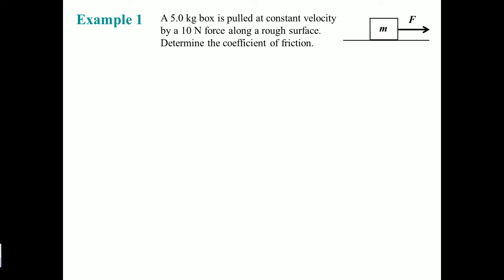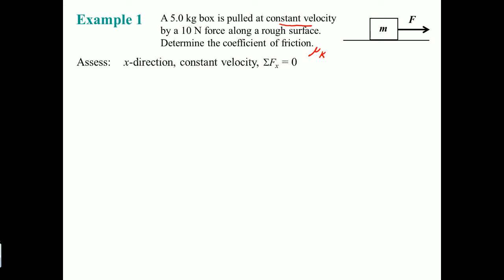So here, example 1. A 5.0 kilogram box is pulled at a constant velocity by a 10 Newton force along a rough surface. Determine the coefficient of friction. You're solving for mu. Please understand it is being pulled by a constant velocity. So the mu that you're solving for is going to be mu k because the object is moving, kinetic friction. So start this by looking at the x and the y axes.